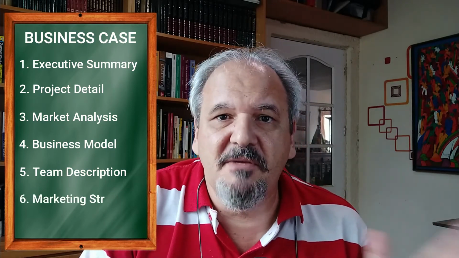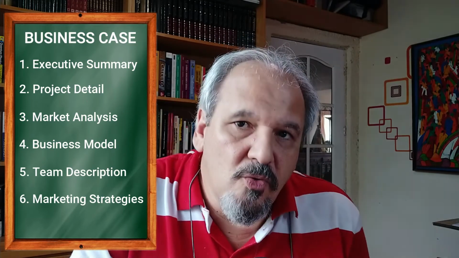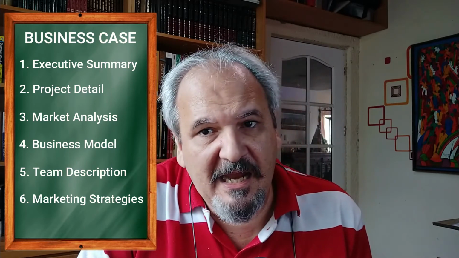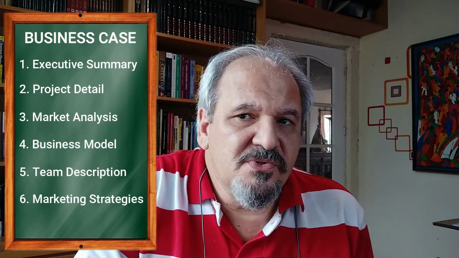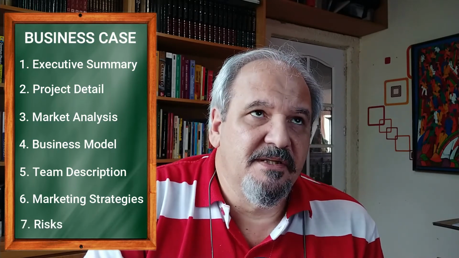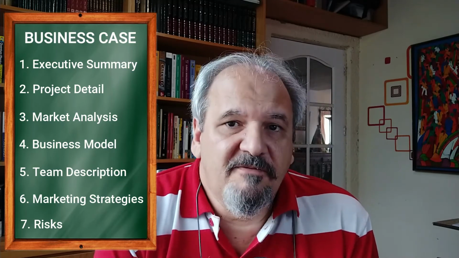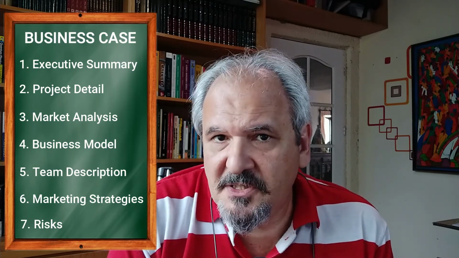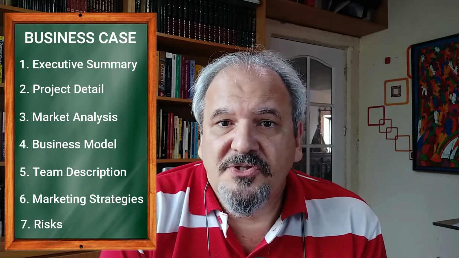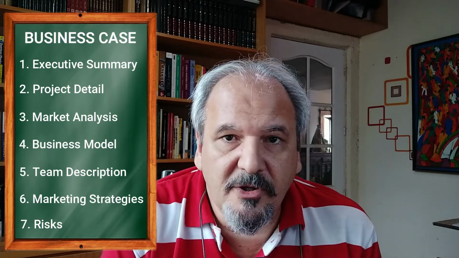Our next chapter is the marketing strategies. Here we will state how and with whom we will be marketing our product. It will be online, offline, which agencies we will use, etc. The next and last chapter is the risks of the project. Here we will state which risks affect or could affect the outcome of the project, what their costs are, and of course the contingency plan that we need to overcome them.